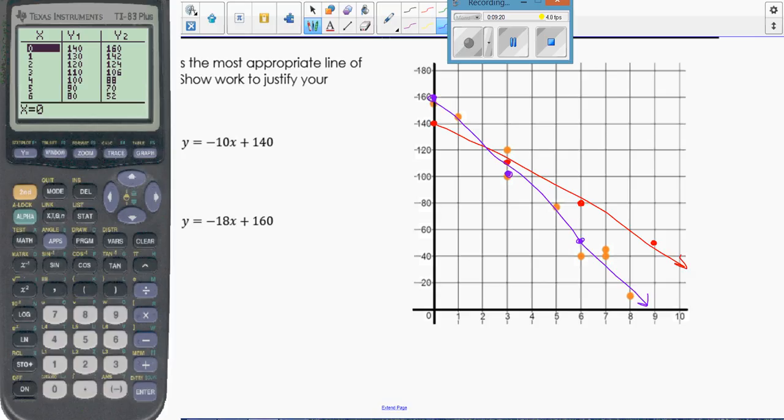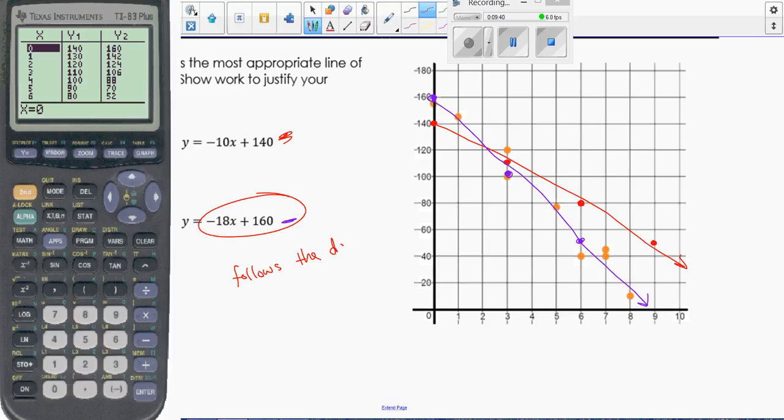Okay, so this is what I got. So this was the purple line, and then this was the red line. Out of the two, the red line kind of cut through right in the beginning, but then stopped following the data, whereas the purple line followed the data, went right between. So we're going to say that this is the better equation, because it follows the data better.